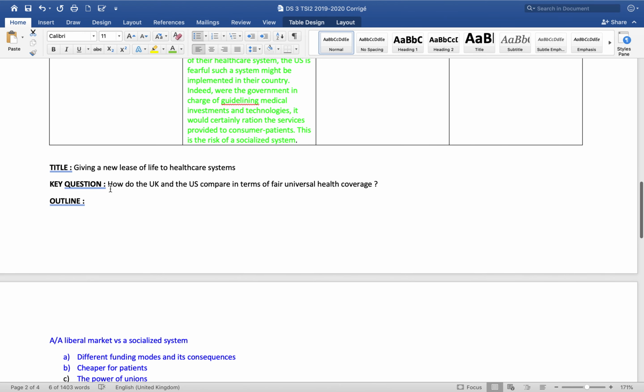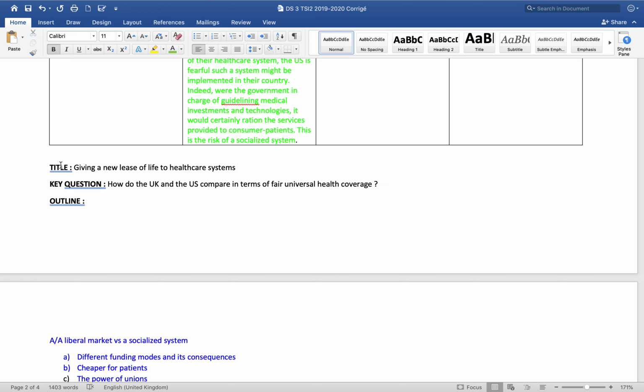For the title, well, actually, the title comes after the key question. The first thing you need to find is the key question. It was a very simple one here. It was a comparative plan. So how do the UK and the US compare in terms of fair universal health coverage? Okay, so it was just a comparative question. How different or how similar are the systems between the US and the UK in terms of health system?